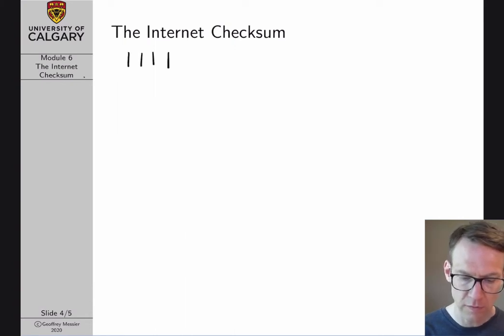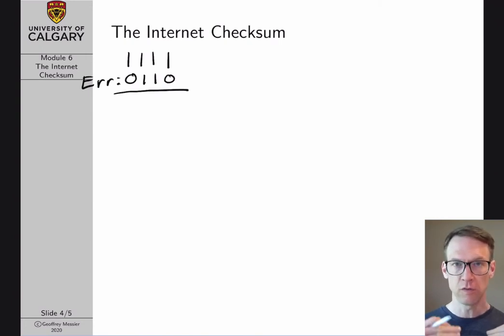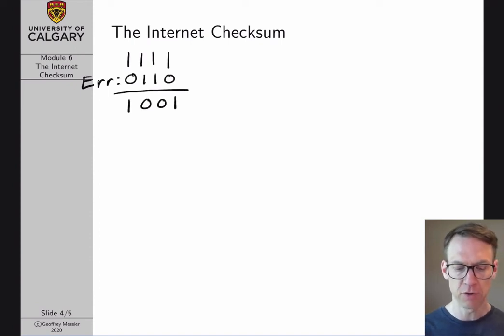And so let's say our error pattern is 0, 1, 1, 0. And remember, our error patterns are not ones complement arithmetic. It's just a straight up exclusive OR mask. It just flips the bits that correspond to a one. And so our actual nibble after we experience the errors is 1001, and that's negative 6.